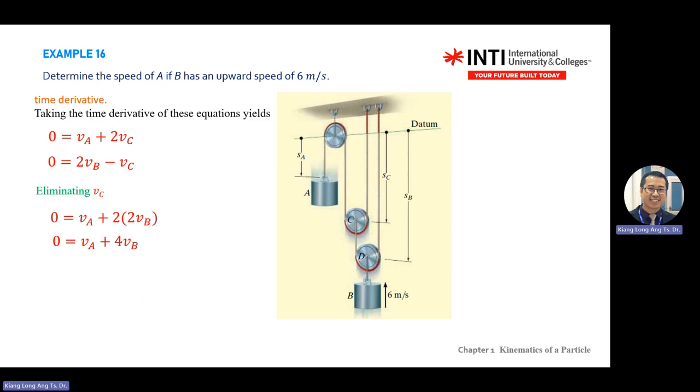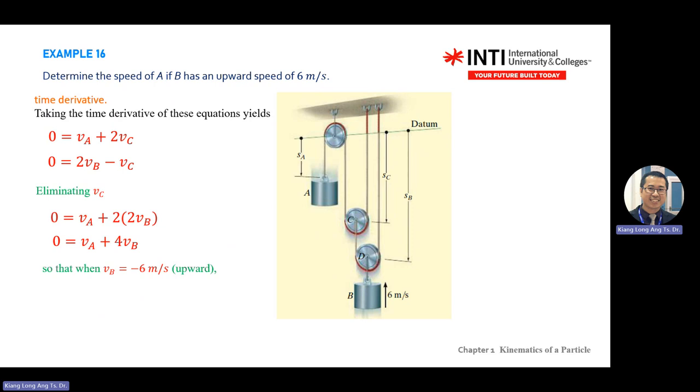You pull A, VB will move 4 times faster than A. Okay, you move 1 meter per second down, VB will move 4 meter per second up. Okay, so these are the logic. So you are given VB, substitute VB here, you get VA. Okay, VB is minus 6.